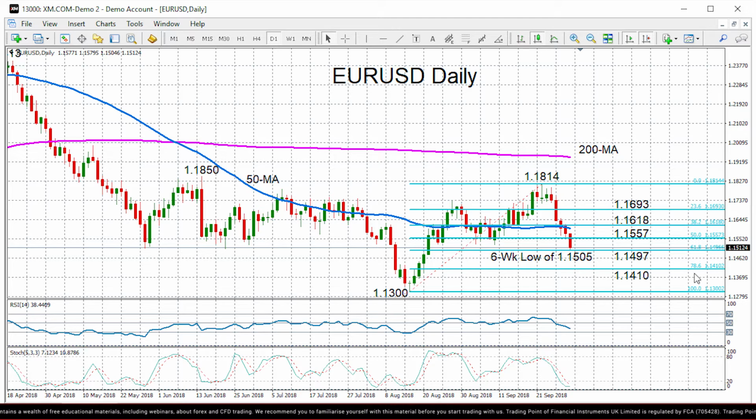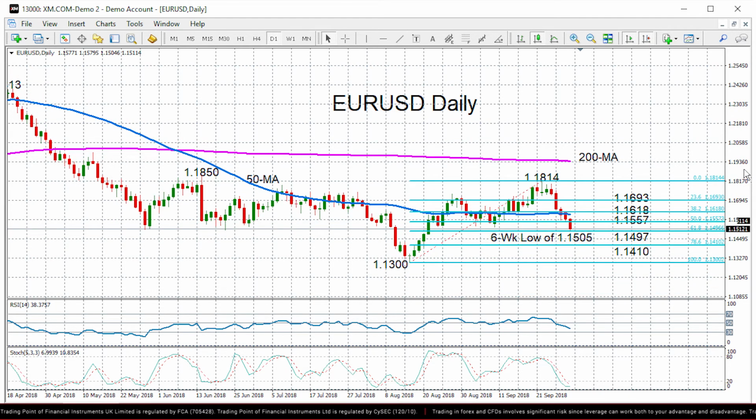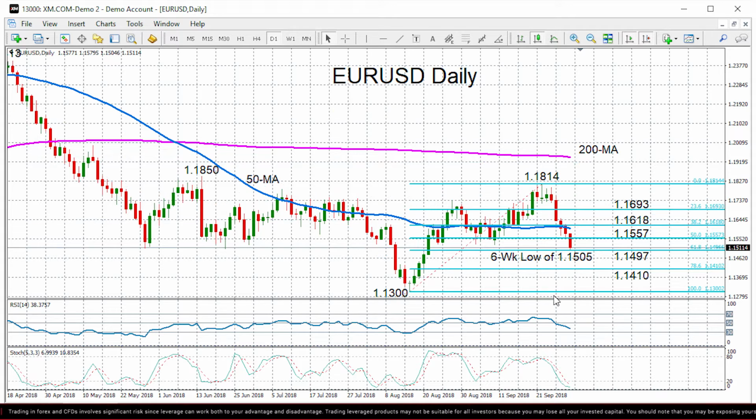That's the 78.6% Fibonacci, and then a drop below that level we could see euro dollar testing that low from back in August of 1.13, and then a breach of that low, we could then see the next support level, major support level, being the 161.8% Fibonacci extension. That's at 1.0982.